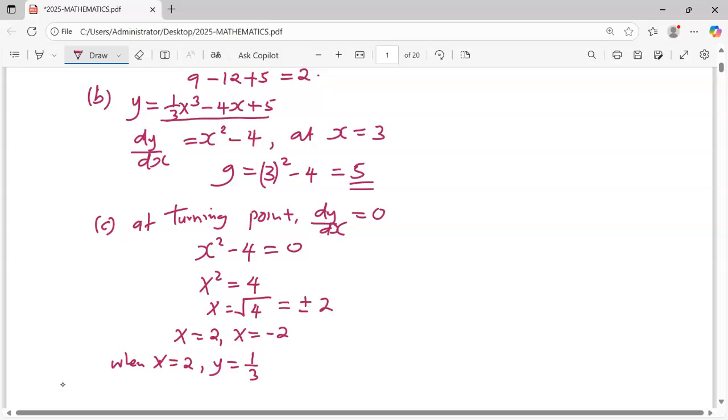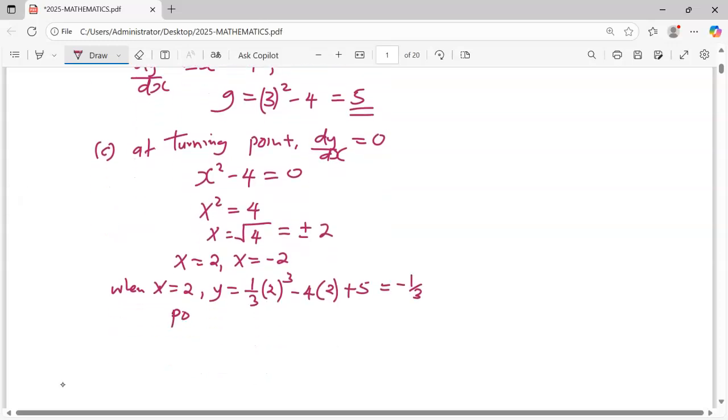Remember, we are going to substitute this in the main function. A third into x, which is 2, 2 cubed, minus 4 times x, which is 2, and of course plus 5. And the value of y in this case is going to be a third negative, or simply negative a third. Once we have gotten the value of y, then the first point we are talking about here is going to be 2, then negative a third.